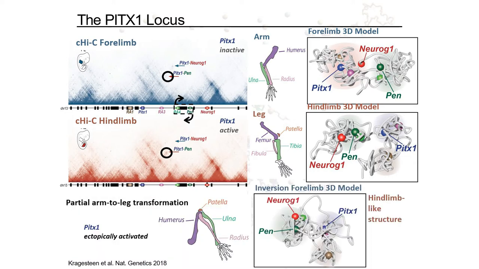Whereas in the hindlimb case, we have this three-hub architecture, which brings in spatial proximity the PTX1 gene with Pen. You can see that they are here. And we also did the modeling of a mutant species in the forelimb case, where we inverted this region according to the scheme that you see here. So basically we brought Pen in spatial proximity to PTX1.